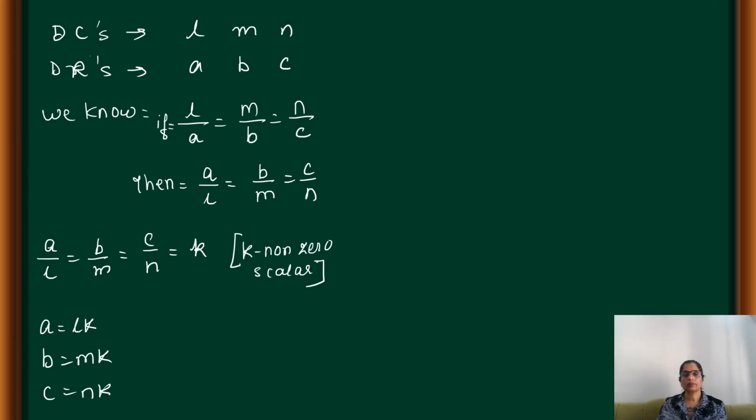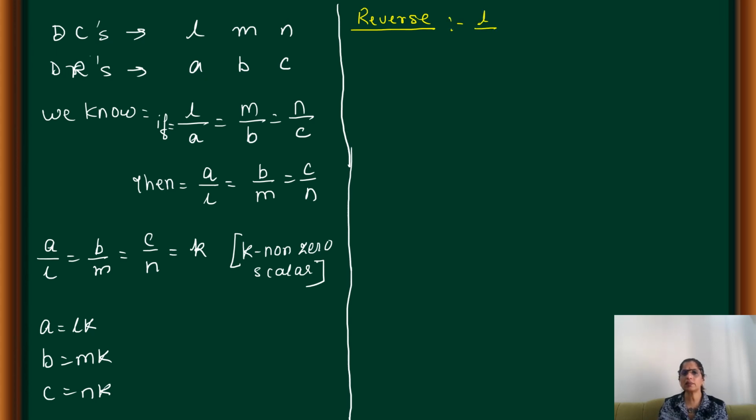It's slightly difficult to draw a straight line like this. Alright. Now let's see the reverse. When I say the reverse, we are going to take L by A. What is the original ratio that we have? The reverse is L by A is equal to M by B is equal to N by C, correct? Let's say this is equal to lambda. What is lambda again? Lambda is a non-zero scalar, correct?